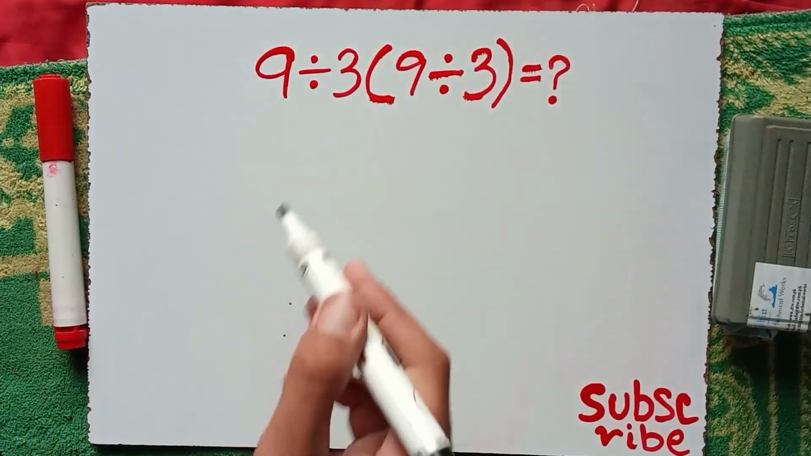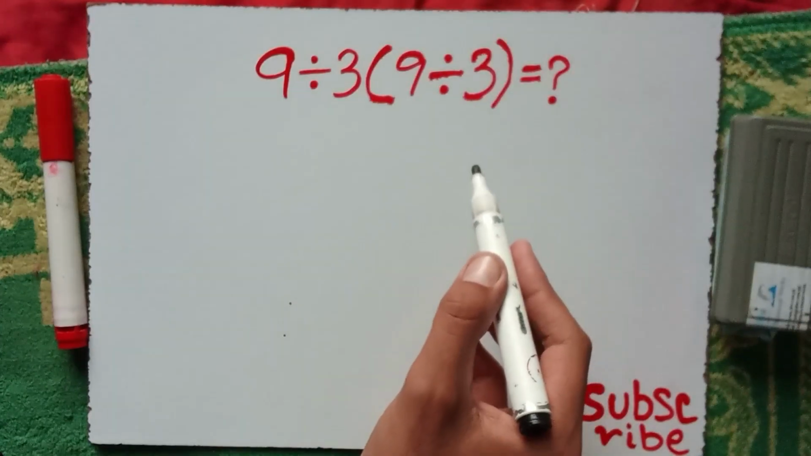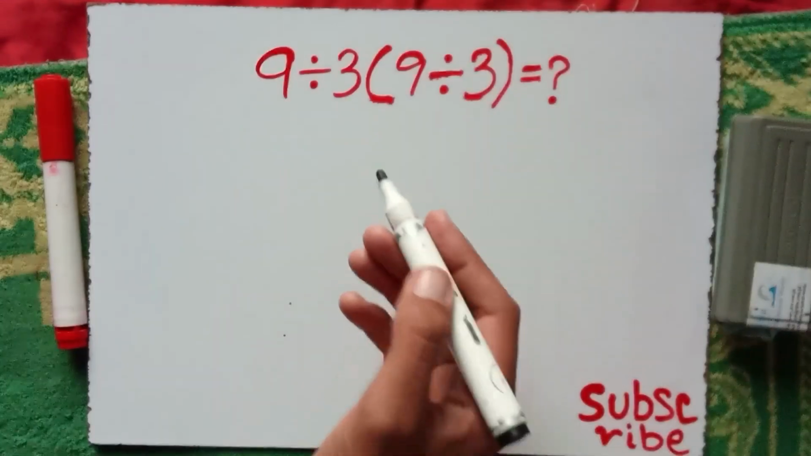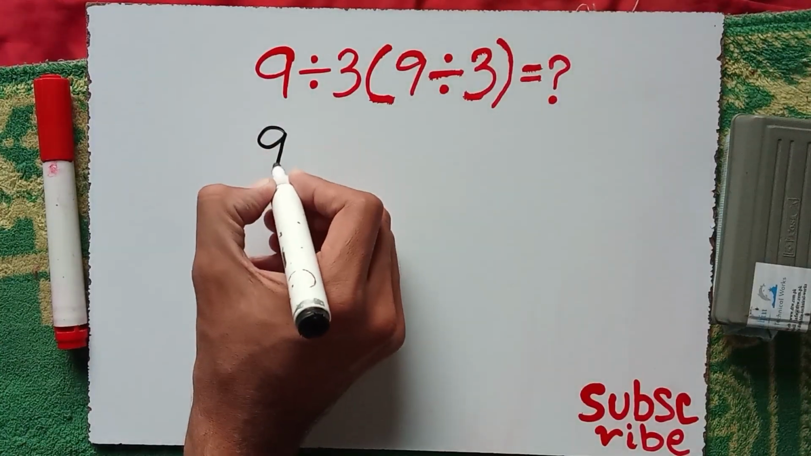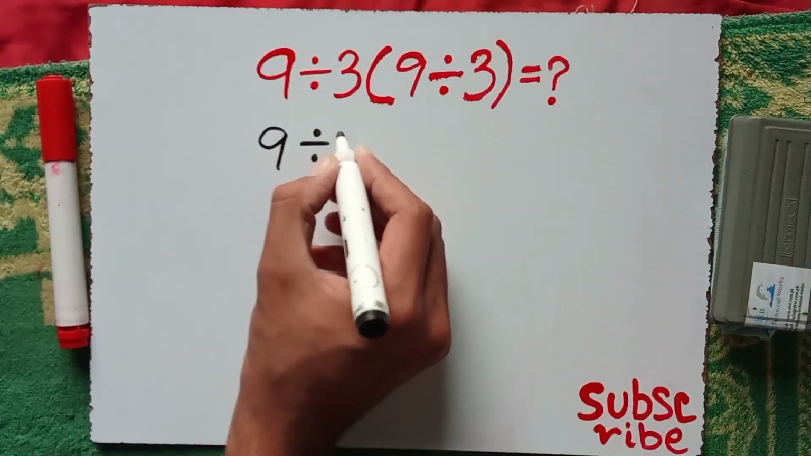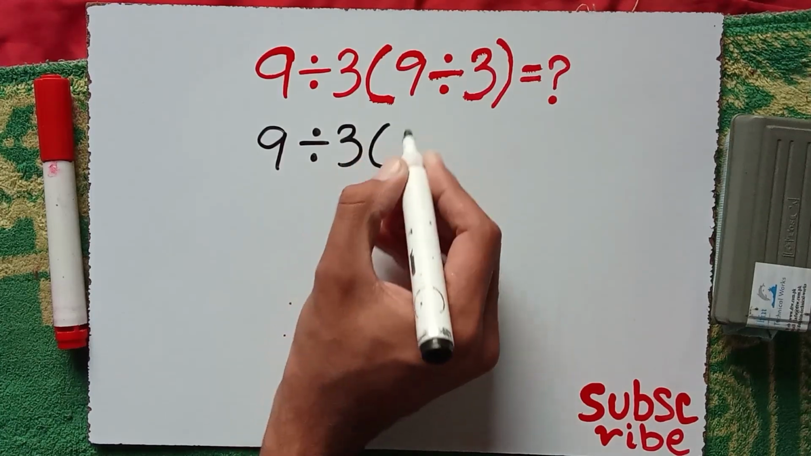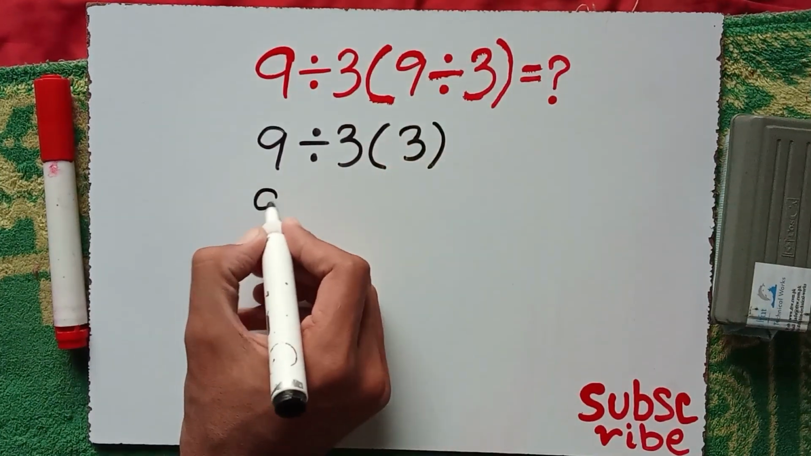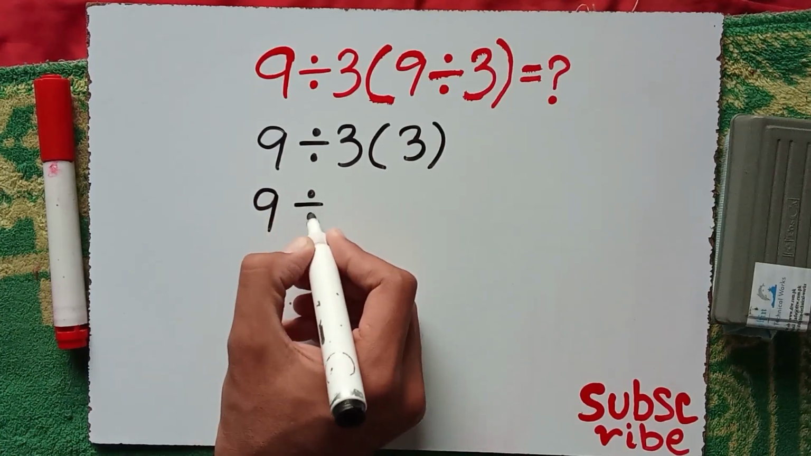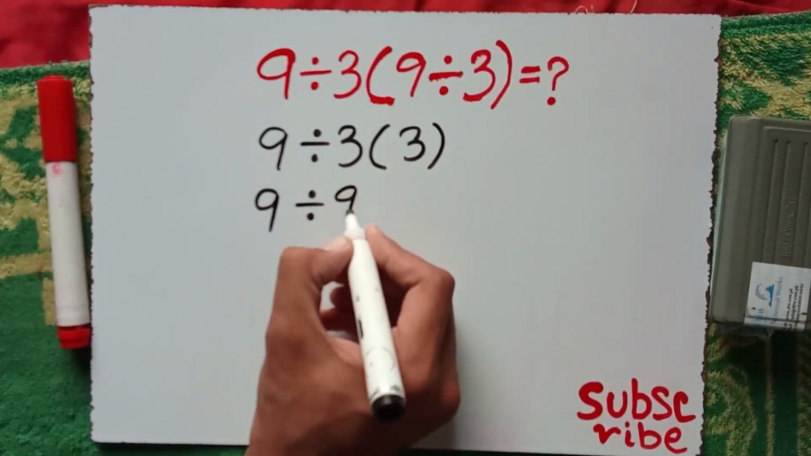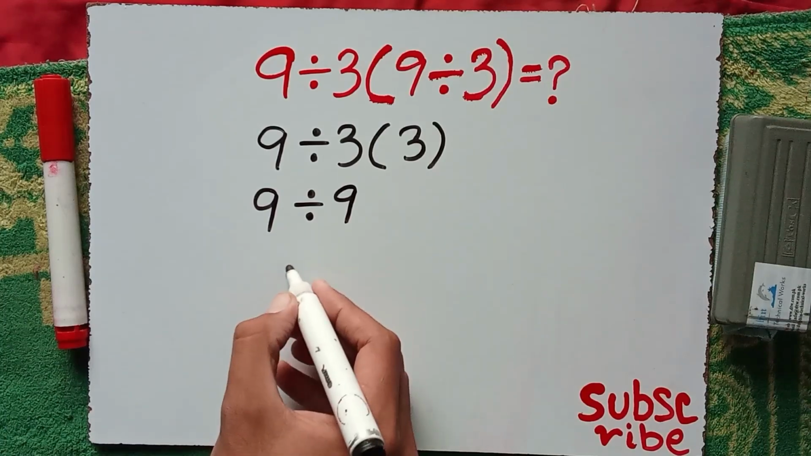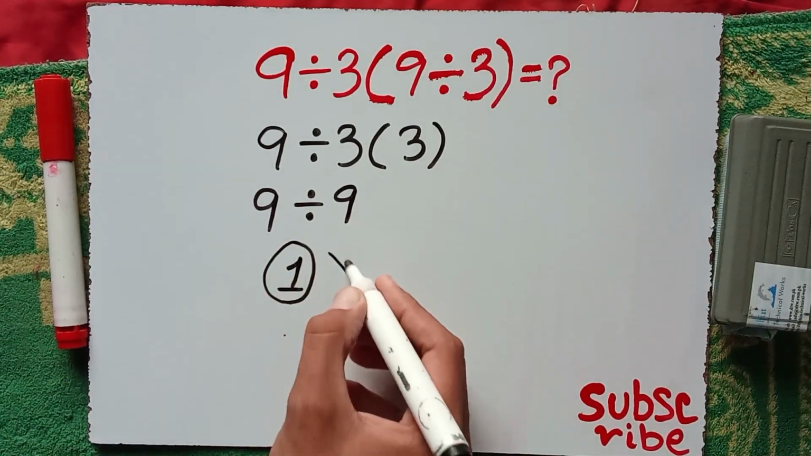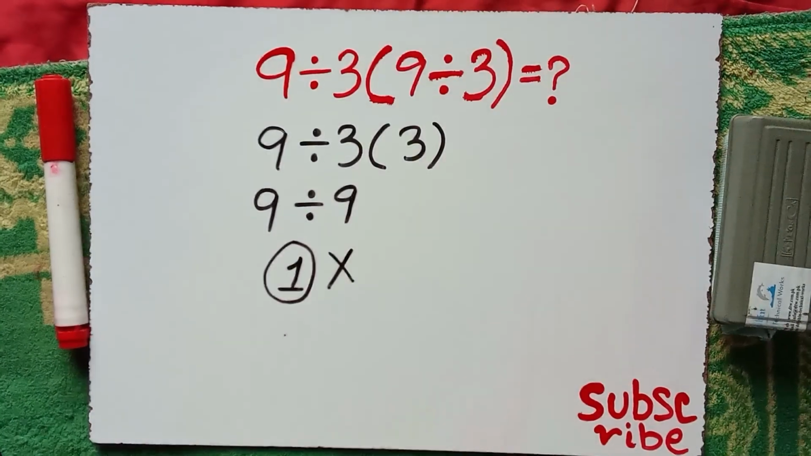In this video, we are going to solve this math question. Mostly people solve this question by this wrong method: 9 ÷ 3 (9 ÷ 3) equals 3. And in the next step, 9 ÷ 3 times 3 equals 9, and 9 ÷ 9 equals 1. But trust me, this answer is absolutely wrong.